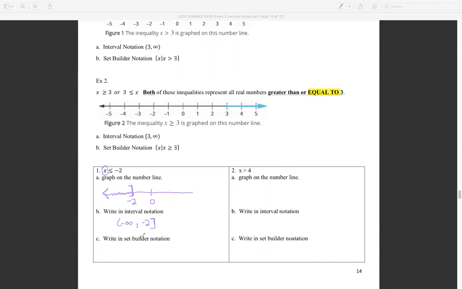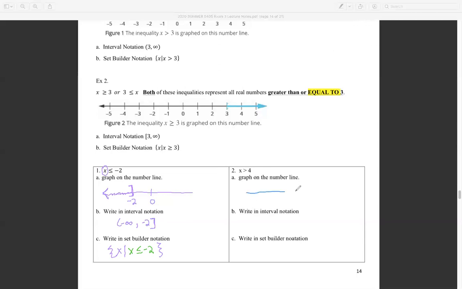Now, as far as your set builder notation goes, what we're going to do is write down this inequality. x is less than or equal to -2. And then we just add in the such that bar, the x, and the curly braces, and then we're done. All x's such that x is less than or equal to -2. Okay, let's go ahead and graph this one right here.